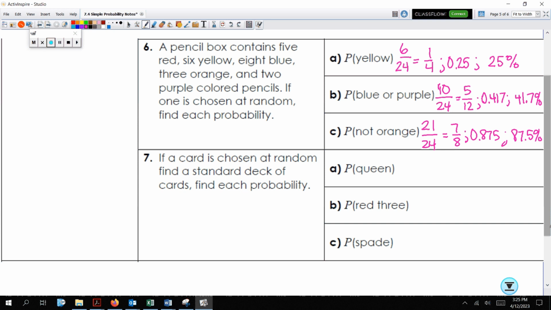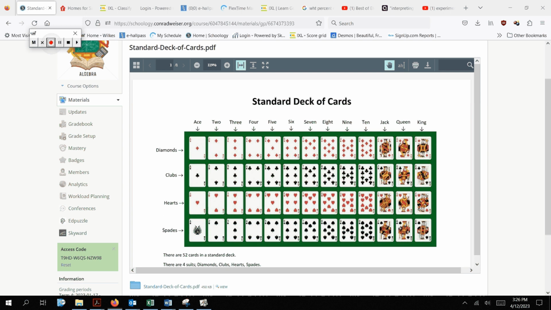For number 7, a deck of cards is chosen at random. From a standard. Oh, yeah, I can read. Don't worry, guys, it'll be fine. All right, so like I said, if you need a graphic organizer to look at so that you can identify what the cards are, it's in Schoology. I'll show you in a second here.